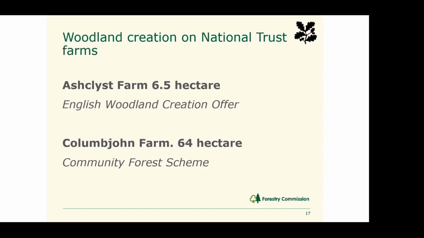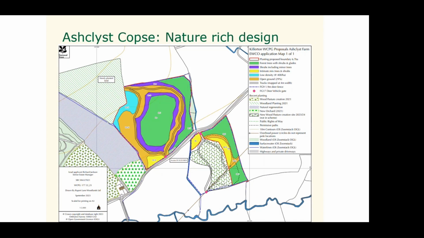So I want to just focus in now on two of the case studies for our property. The first one is Ashcliffe Farm, which was done under the English Woodland Creation offer. And then the second example is one of our community forest sites, which is a 64 hectare new woodland wood pasture offer. I'm going to go through those and show you some of the designs, also some of the before and after aerial shots showing you the impact on the landscape. And then we'll have opportunities at the end to ask questions about both these schemes, but I'm going to start off with Ashcliffe Farm.